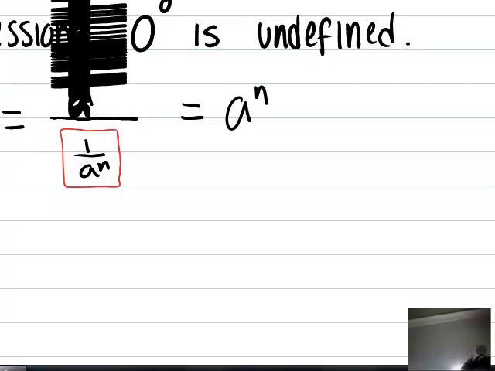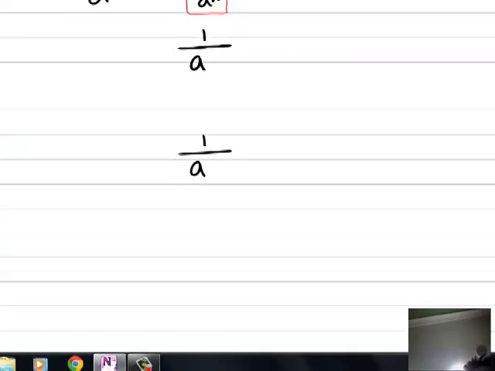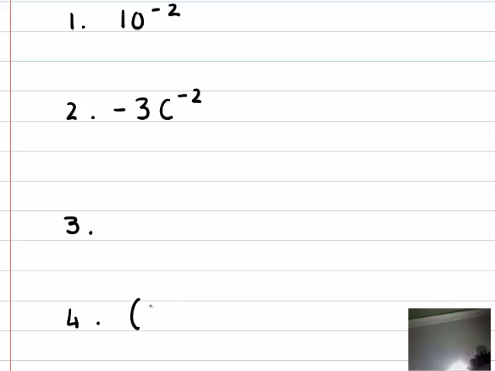Here is some quick practice that involves these laws of exponents. Number 1: 10 raised to the negative 2 power. Let me write down the problems, and then I'll work them out in a different colored pen, which hopefully is easier for you to see. Then number 3, and we'll write number 4 down here, 3x to the negative 2.